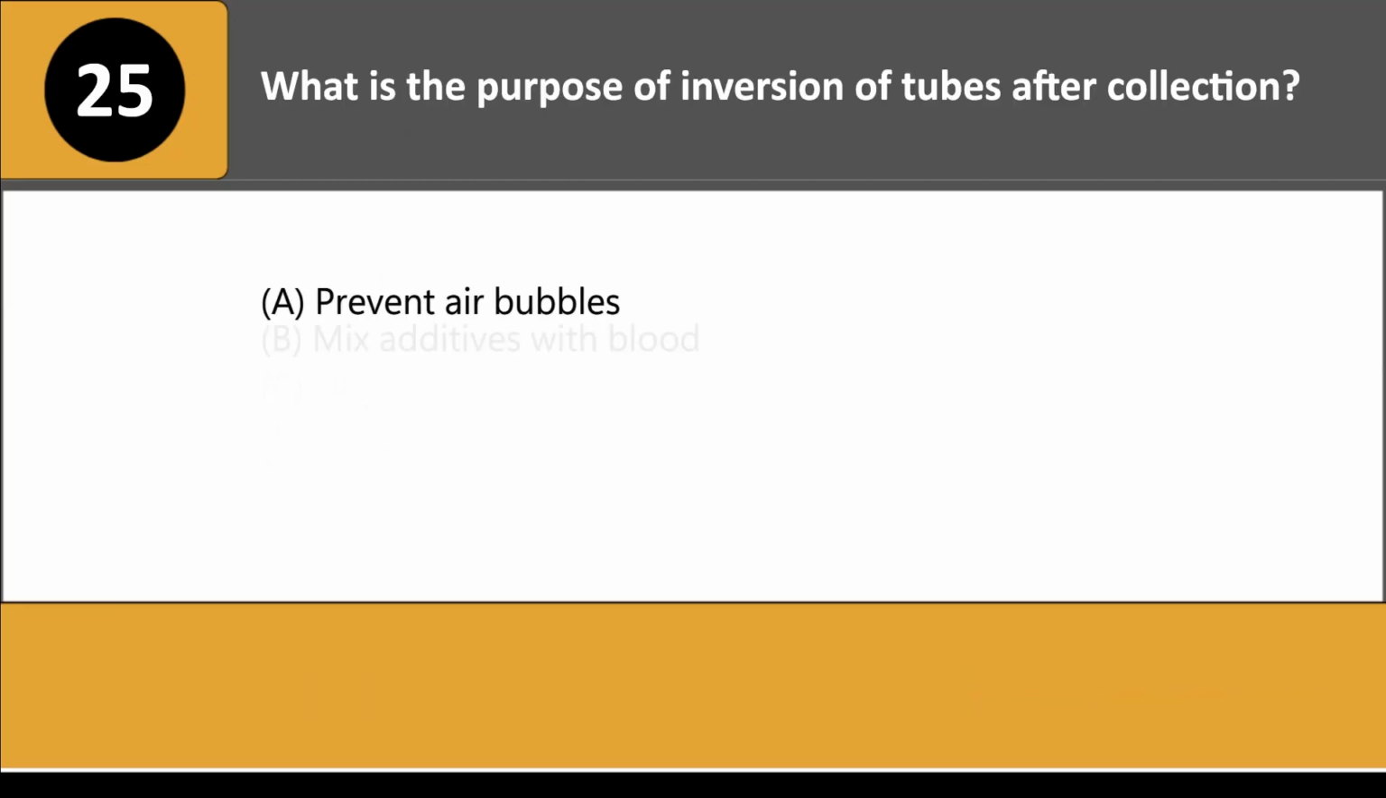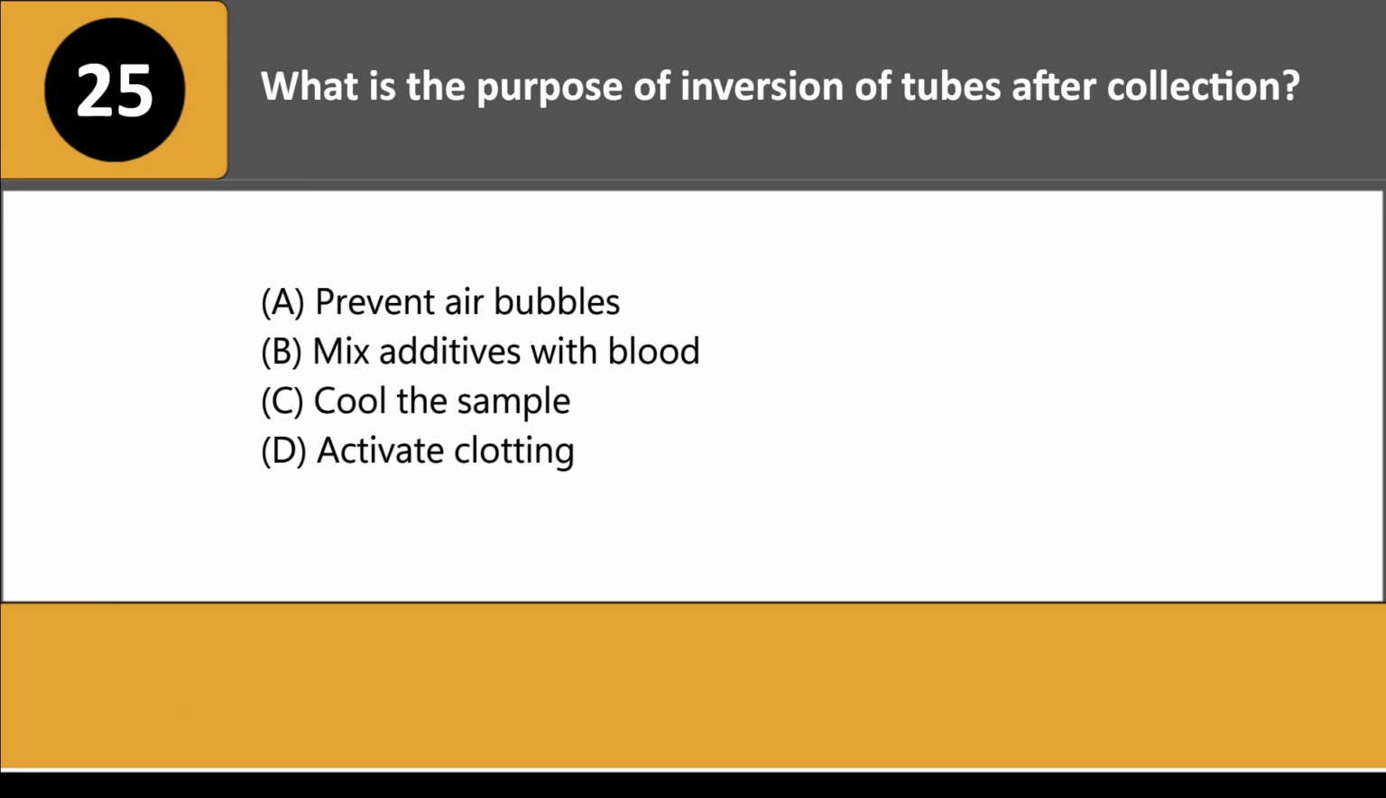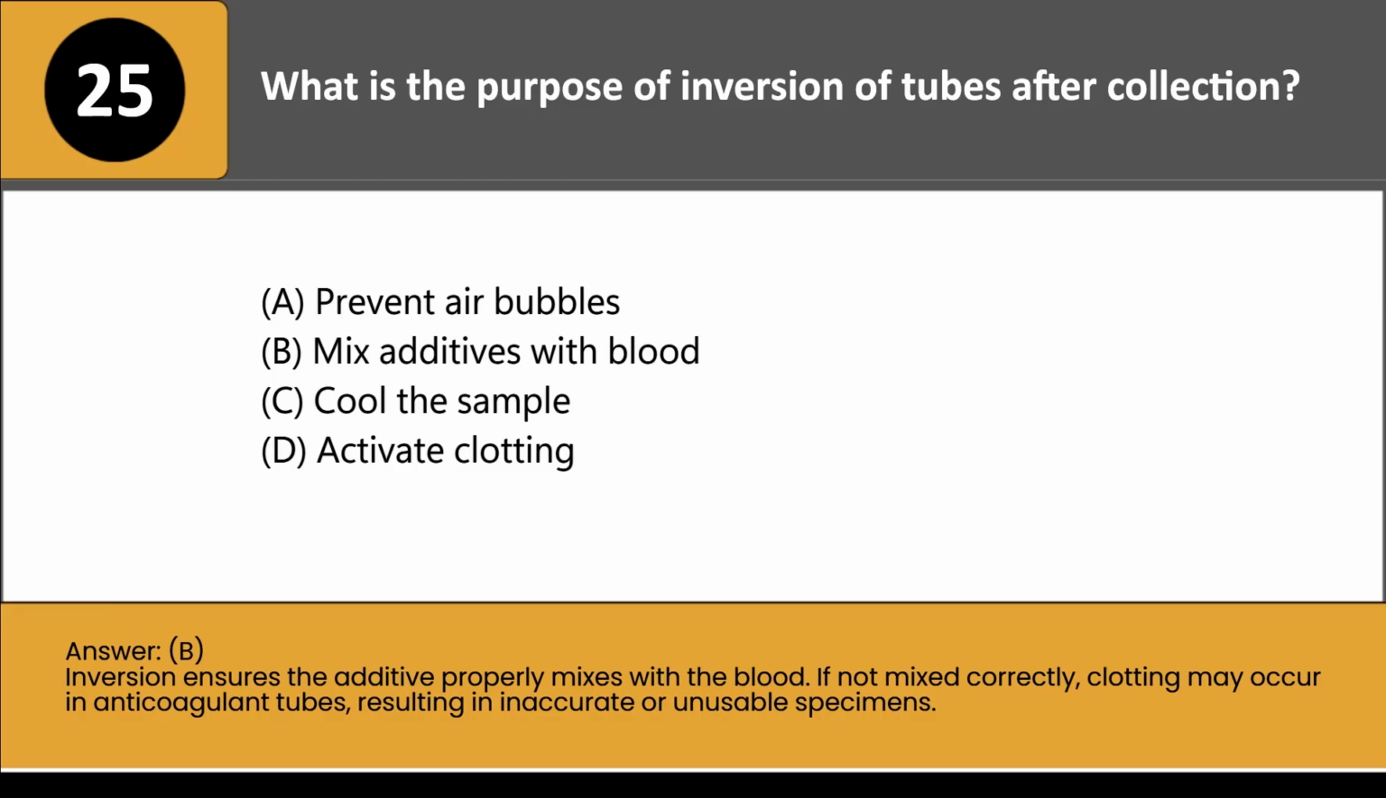What is the purpose of inversion of tubes after collection? A. Prevent air bubbles. B. Mix additives with blood. C. Cool the sample. D. Activate clotting. Answer: B. Inversion ensures the additive properly mixes with the blood. If not mixed correctly, clotting may occur in anticoagulant tubes, resulting in inaccurate or unusable specimens.